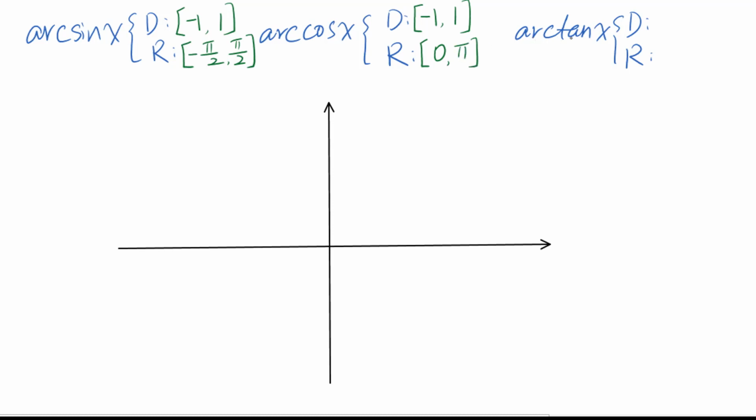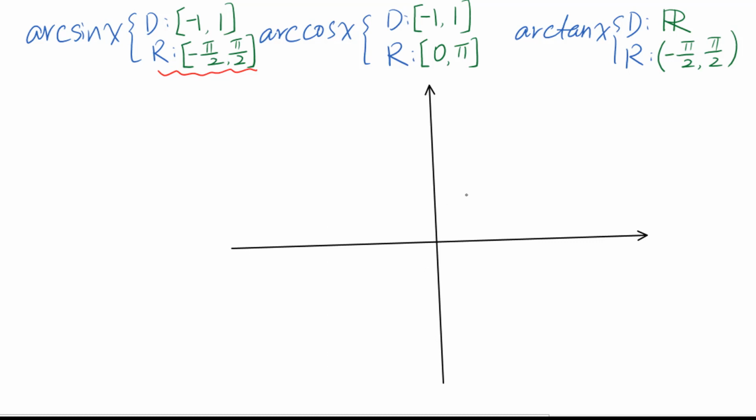For arctangent x, the domain is all real numbers. The range is the open interval from -pi/2 to pi/2. The range is different from arcsine, whose range is a closed interval. We will use this property to draw a diagram in a coordinate plane.